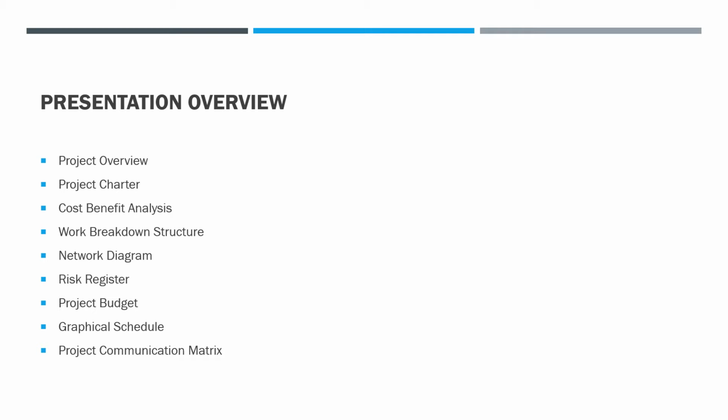Here is an overview of the presentation. I'm going to start with a project overview and then get into the project charter. And we'll talk about a cost-benefit analysis, the work breakdown structure, a network diagram, the risk register, the project budget, the graphical schedule, and the project communication matrix.